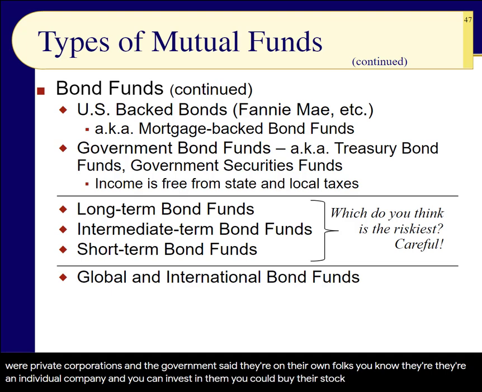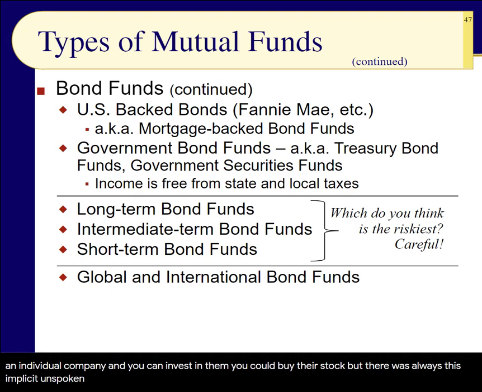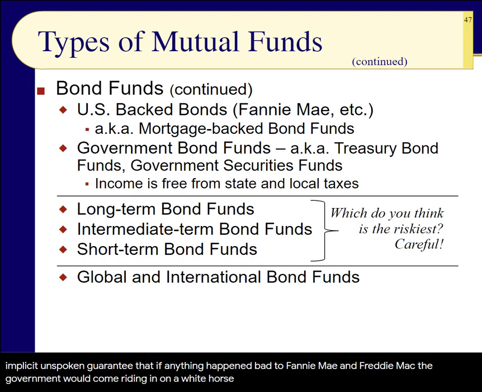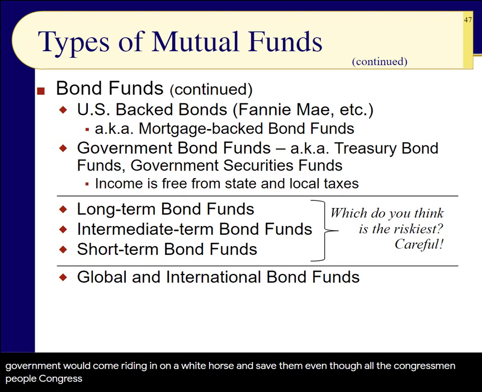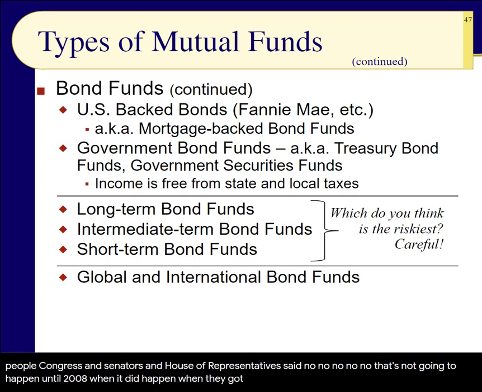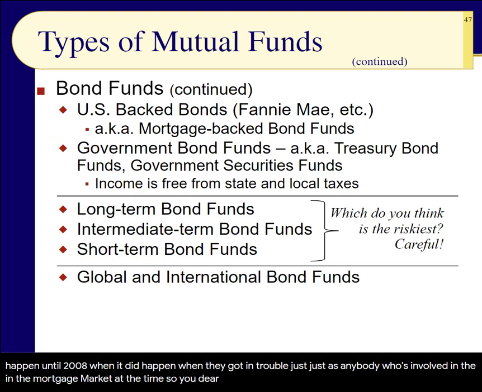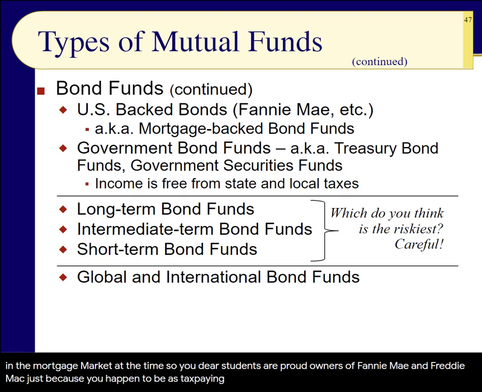You could buy their stock, but there was always this implicit, unspoken guarantee that if anything bad happened to Fannie Mae and Freddie Mac, the government would come riding in on a white horse and save them. Even though all the Congress senators and House of Representatives said, no, no, no, that's not going to happen, until 2008. When it did happen, when they got in trouble, just as anybody who was involved in the mortgage market at the time knows. So you, dear students, are proud owners of Fannie Mae and Freddie Mac, just because you happen to be a tax-paying citizen. And the truth is, they've actually done pretty well.